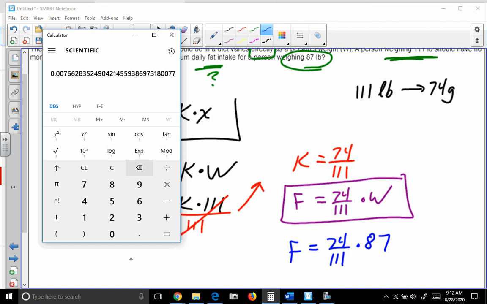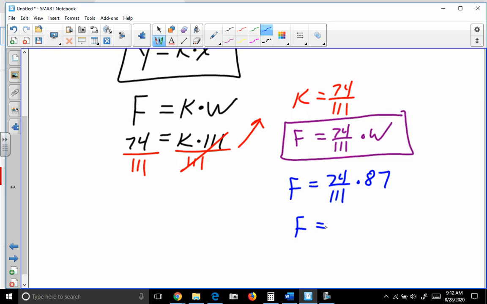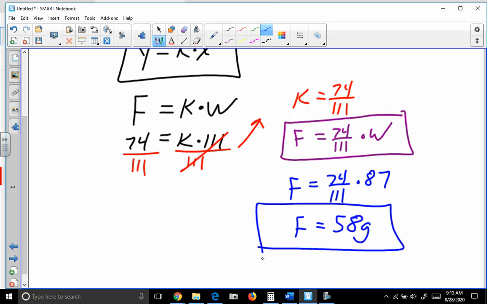And I typed something wrong. 74 over 111 times 87 is 58. And that's in grams of fat. So a correspondence between two values, having a given data point, gets us K, and then we can determine other values.